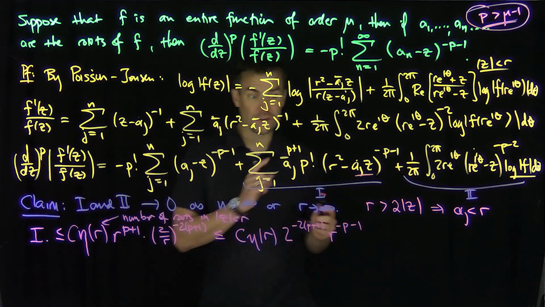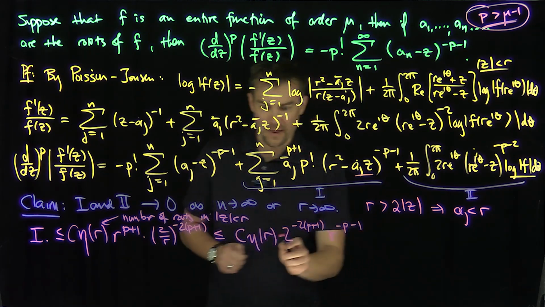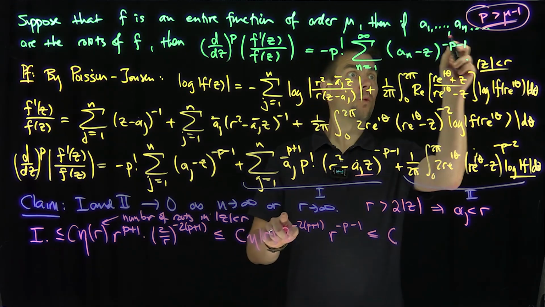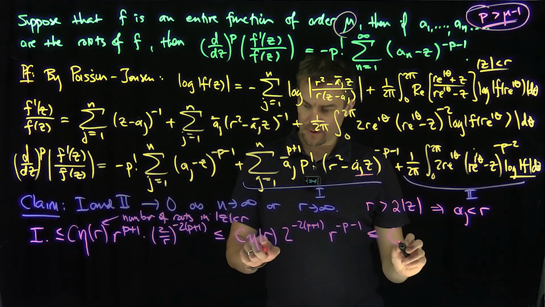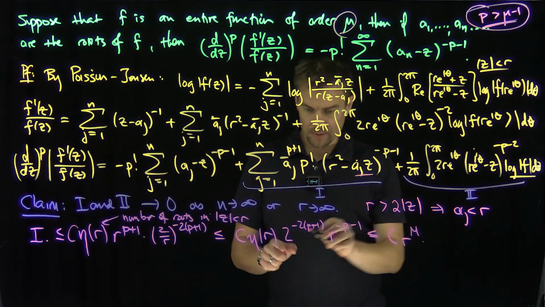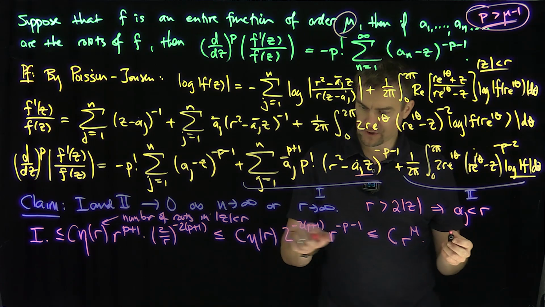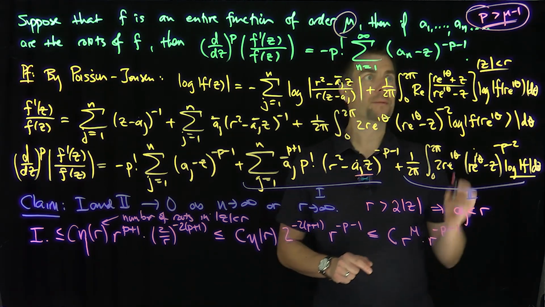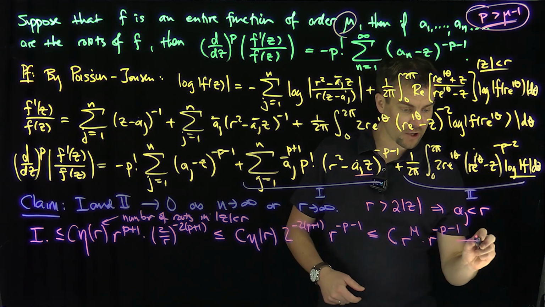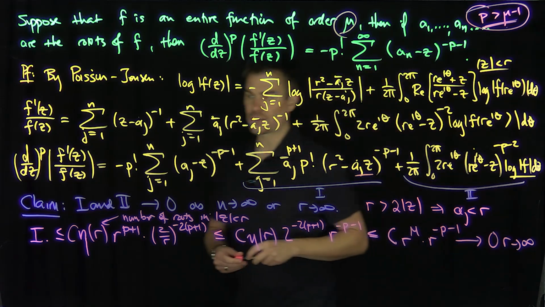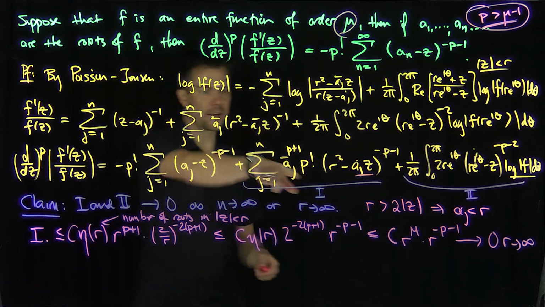And now what's the kicker? What we know now is that by our growth estimates, this is less than or equal to a constant, this is going to be r to what? R to the order, right? So n_r is less than r to the mu times this constant 2, I'm going to incorporate that 2 into a constant now, it's just a fixed number over here, times r to the negative p minus 1. But we know that mu minus 1 is less than p, so this is going to what? This is going to 0 as r goes to infinity. Excellent, by this assumption over here. That's good. So that's how we handle the terms in number 1.